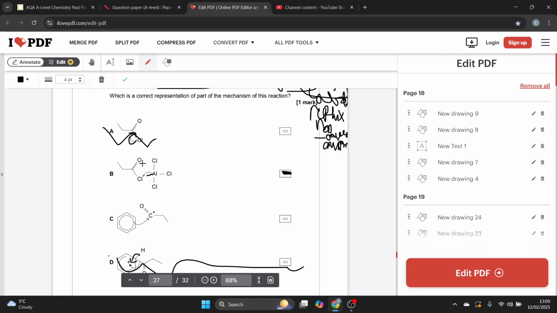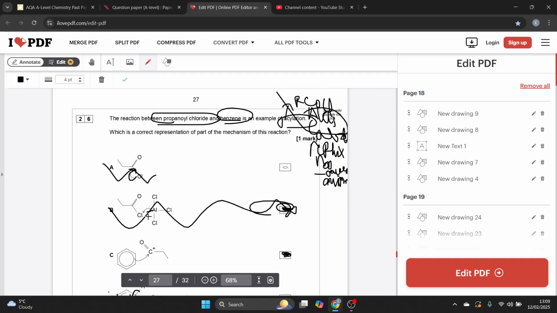So you've got AlCl3 catalyst to make the acyl chloride electrophile stronger, then the AlCl4 minus. Yeah, so it's not actually B. Therefore the answer must be C. And I was thinking it looks like C as well because of the carbocation. Yeah, the answer is C, 26C.